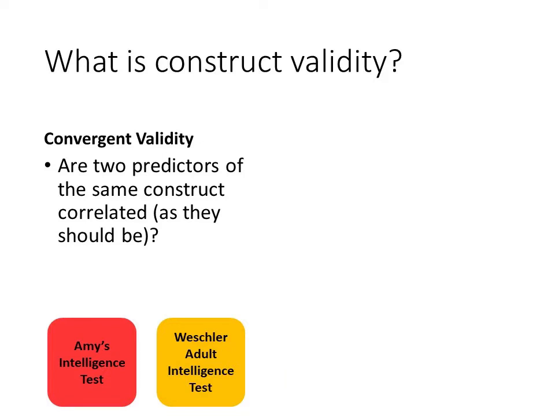Convergent validity has to do with whether 2 tests, 2 predictors, converge on the same construct and measure it similarly. Are 2 different intelligence tests measuring the same concept, the same construct? We hope so, but if Amy's intelligence test isn't correlated with the popular Wechsler Adult Intelligence Test, the WAIS, there may be something wrong with Amy's test. It may not be measuring intelligence.